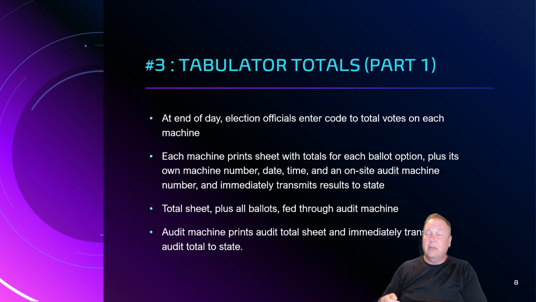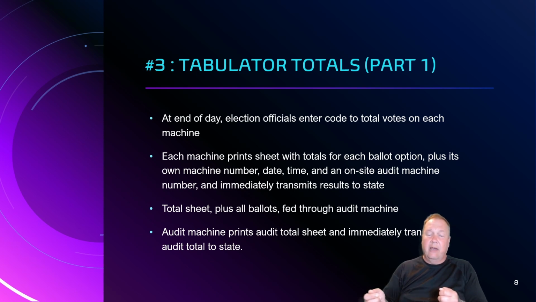I go to machine number seven, and I feed this the sheet that it printed up, which machine number seven recognizes. Hey, I'm going into audit mode now, and here's the audit machine information. And I refeed every ballot through the machine. Just takes a couple minutes. They feed really quick. And we already know that all the ballots are scannable because they already scanned. So then the audit machine also gives me a total sheet and sends it off to the state right away.